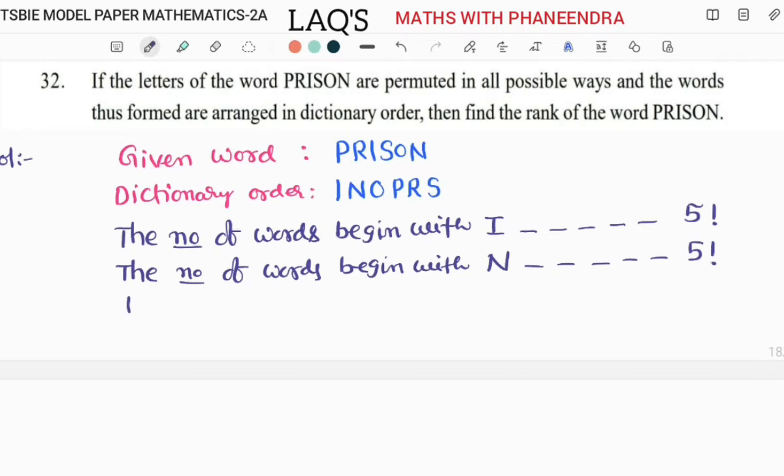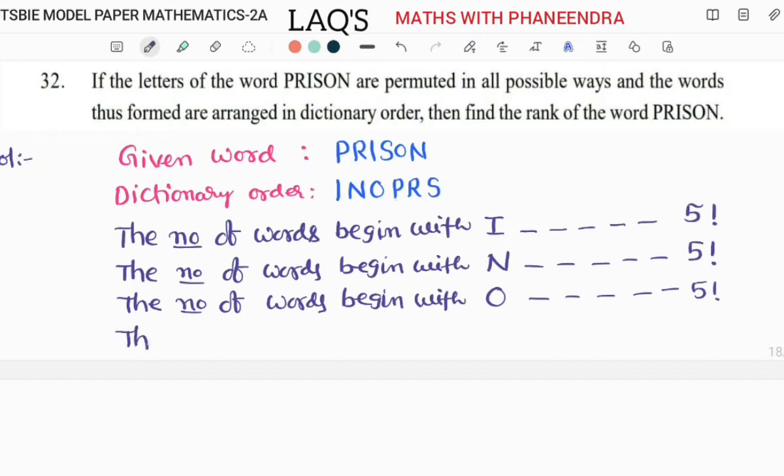Next, the number of words that begin with O. So these 5 places can be arranged in 5 factorial ways. After that, the number of words which begin with P, you can fix it, and again start with PI, PN, PO.